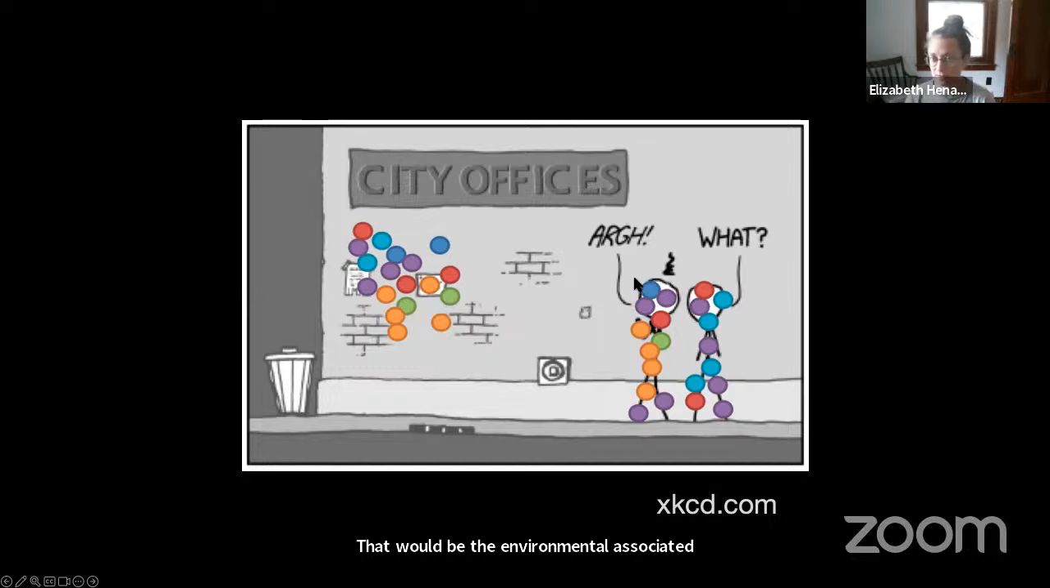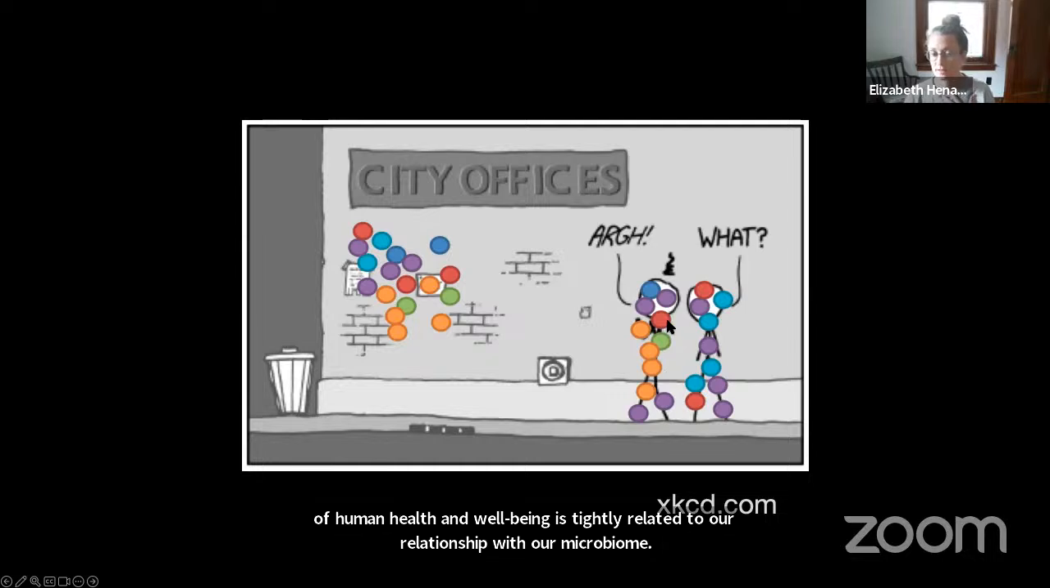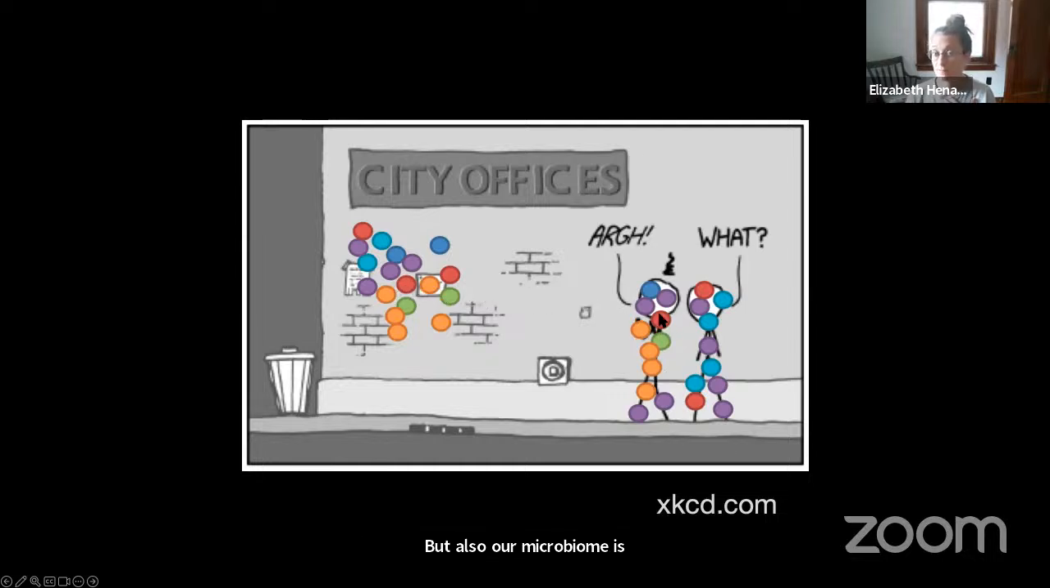And what's meaningful here is that human health and well-being is tightly related to our relationship with our microbiome, but also our microbiome is interacting with and impacted by the environmental microbiome. And the environmental microbiome is sculpted by design decisions made by design practitioners: architects, city planners, material scientists. So the nature of the materials and the shapes of our built environments are impacting this environmental microbiome, which we could think of as a separate thing, but actually it's a continuum between the environmental microbiome and the human microbiome.